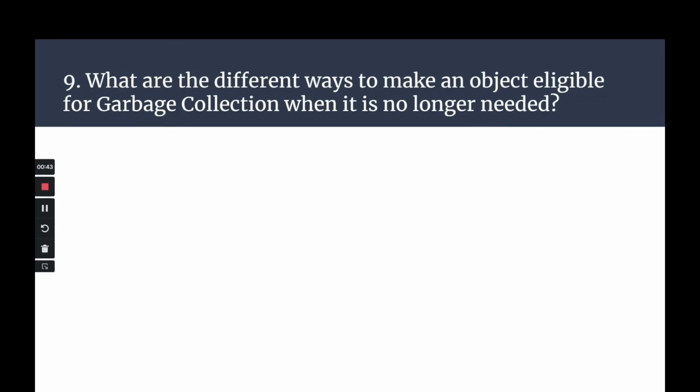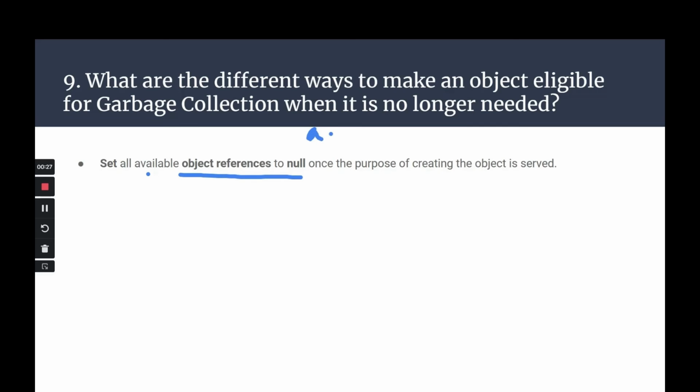Next is, what are the different ways to make an object eligible for garbage collection when it is no longer needed? So I want to tell the GC that, hey, I don't want to use this object. How can I do this? Several ways. The simplest way is to set the object reference to null. I will say a equal to null. So a was firstly pointing to an object in the heap. Now I'm setting it to null.